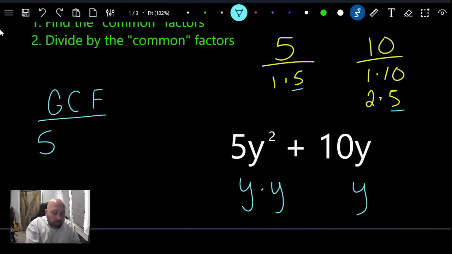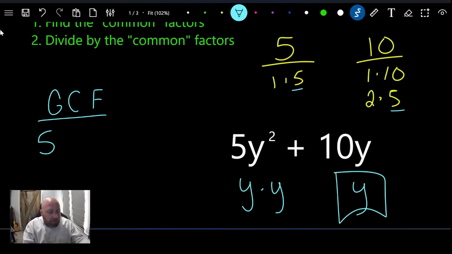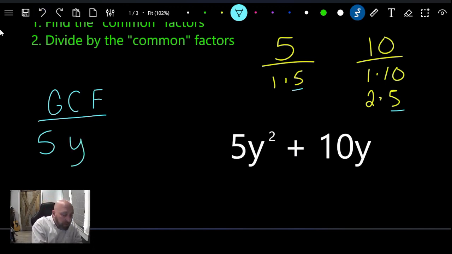So what we want to do is we want to say, okay, we have a y in both of those. How many y's do we have in both of those? Only one. Okay, there's only one common, because look, this one only has one. So we would say that's common with that. It's the greatest one. There's only one of them. What if there was two? Then it would be y squared. There'd be two y's. Y times y is y squared. But in this case, there's only one common y. So part of our GCF is y, 5y.